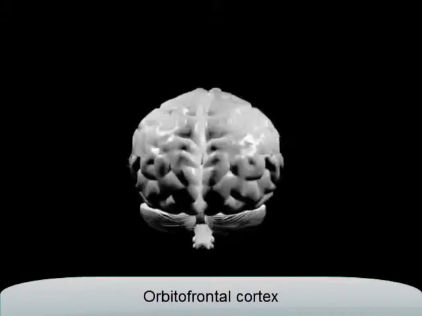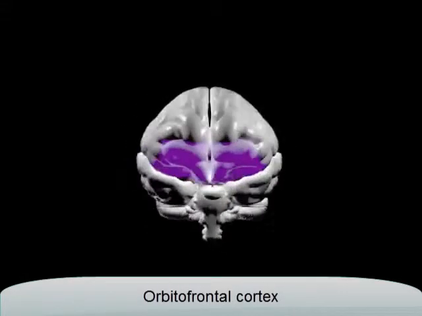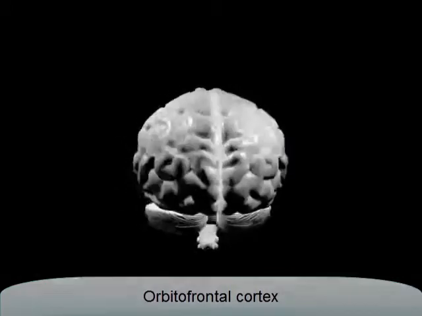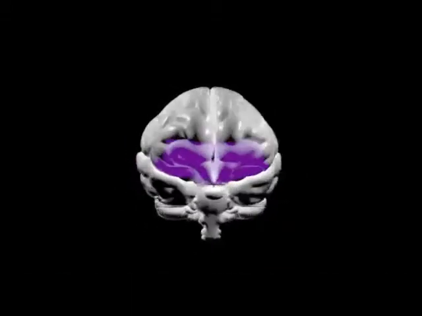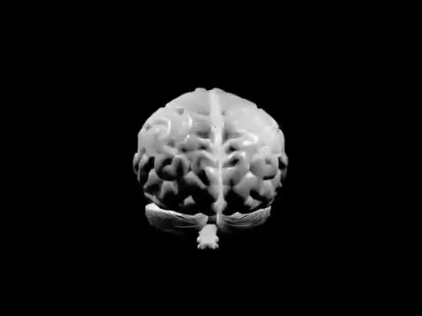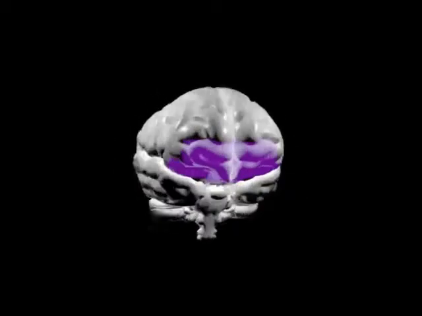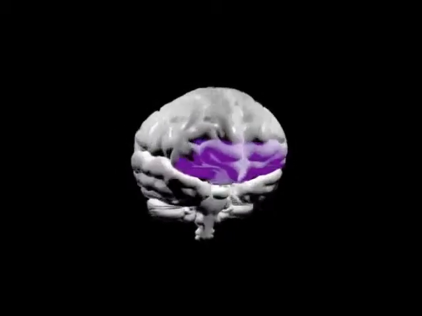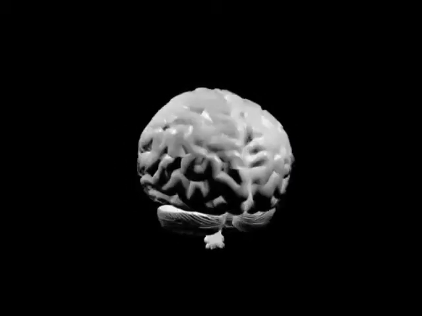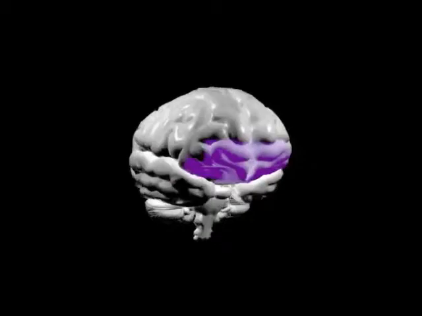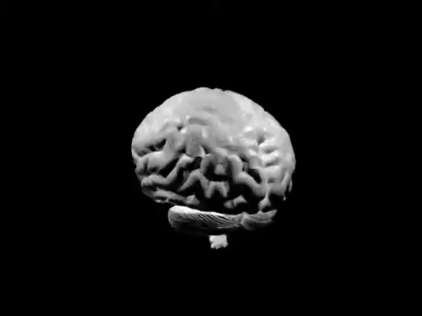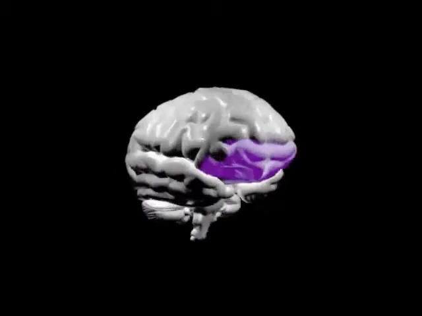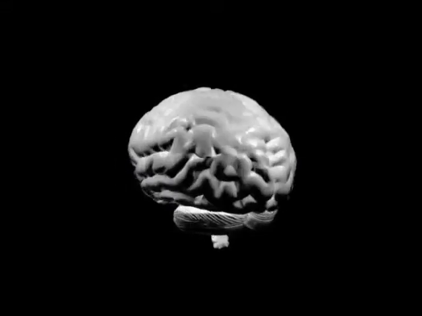Orbitofrontal cortex is sometimes thought of as being part of the limbic system. It is deeply involved in decision making. Damage to this part of the cortex leaves a person with their ability to reason intact, but with an inability to follow through into appropriate action. This could be very common for people with autism or people with autistic spectrum conditions.